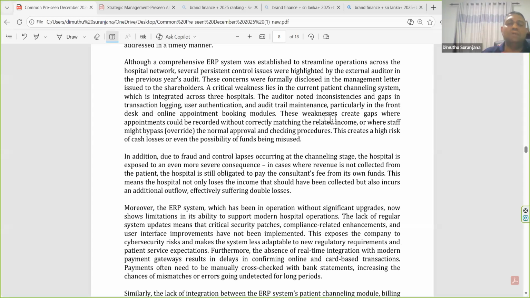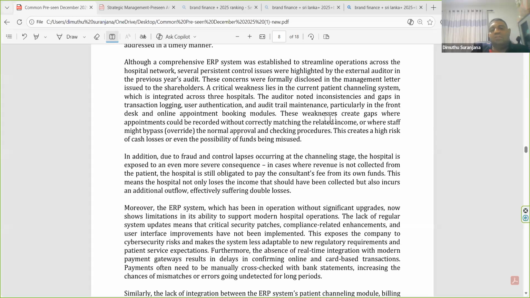These weaknesses create gaps where appointments could be recorded without correctly matching the related payment, or where staff might bypass the normal preventive procedures. This creates a high risk of cash losses or even possible misuse of doctor fees, the possibility of fraud even. In addition, due to fraud and control lapses occurring at the channeling stage, the hospital is exposed to an even more severe consequence in cases where revenue is not collected from the patient. The hospital is still obligated to pay the consultant fee from its own funds.